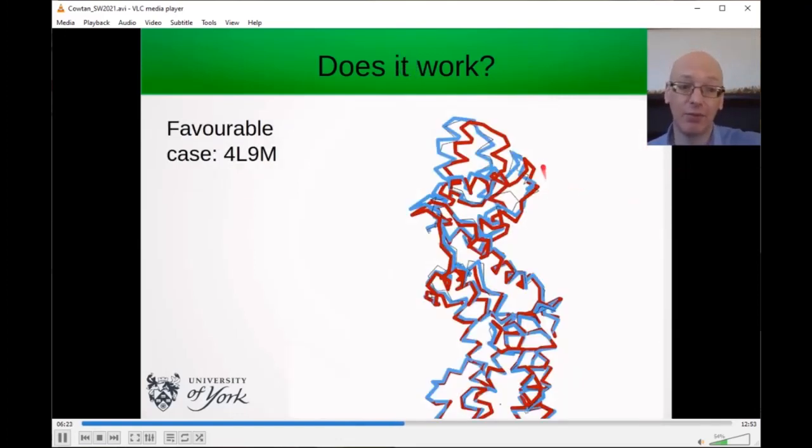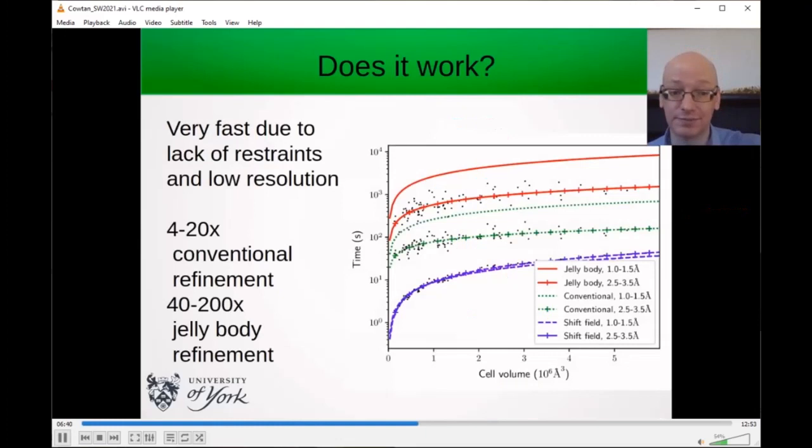And here's one case where that happened. So here is the jelly body model in red. The blue model here is the shift field model, and the thin black lines are the deposited structure. So in this case, it has picked up a large shift of about 4 angstroms.